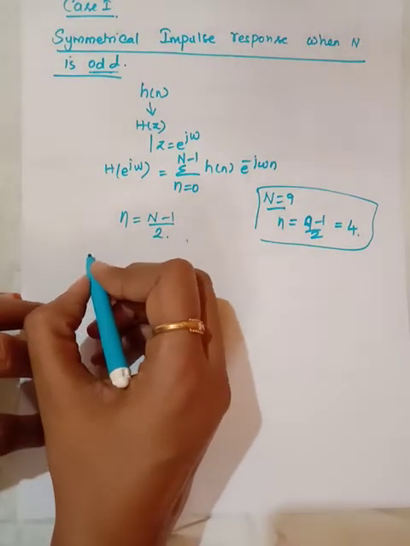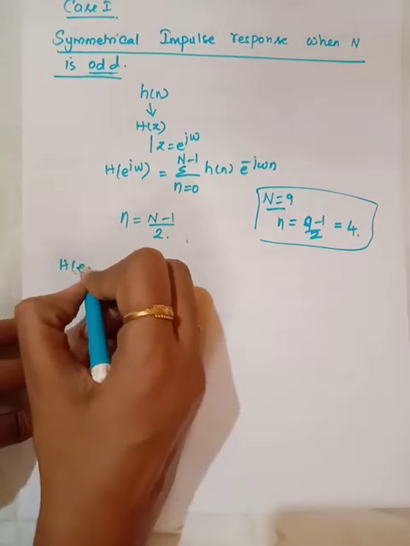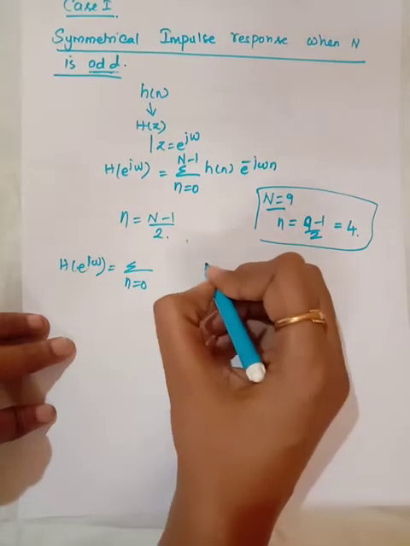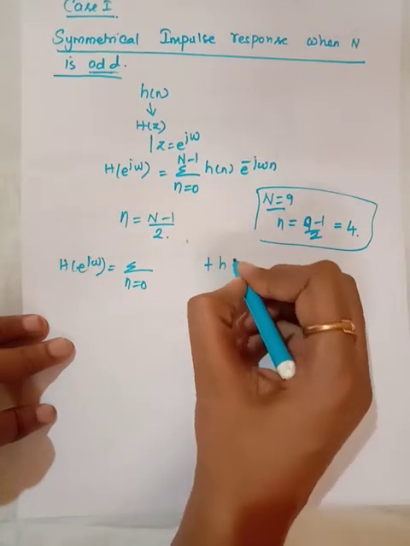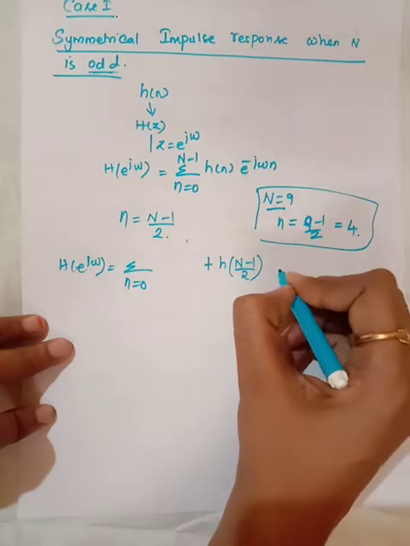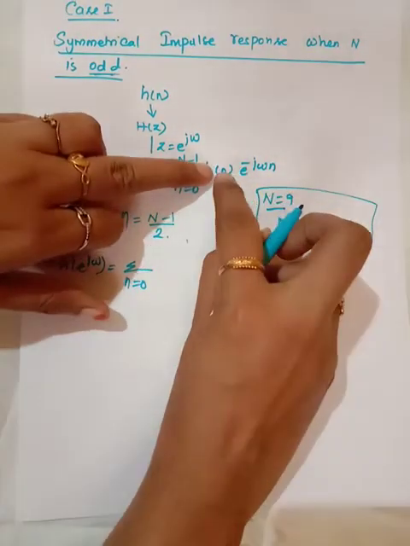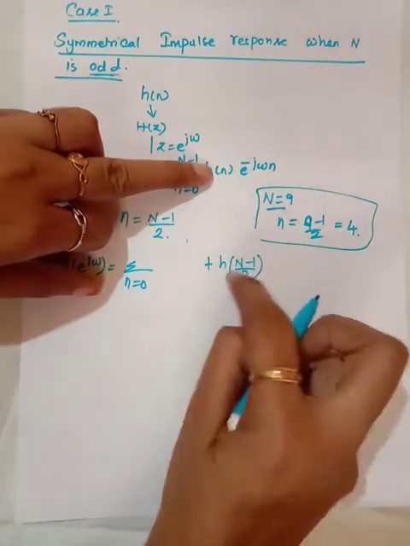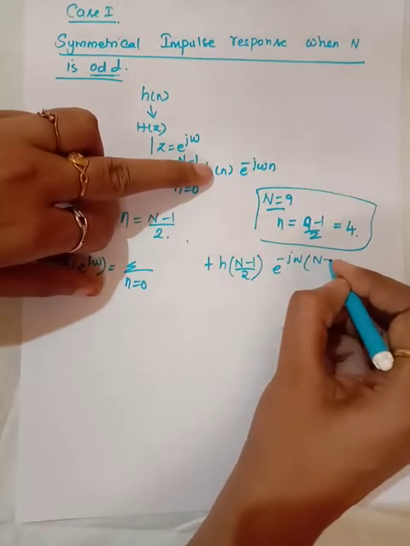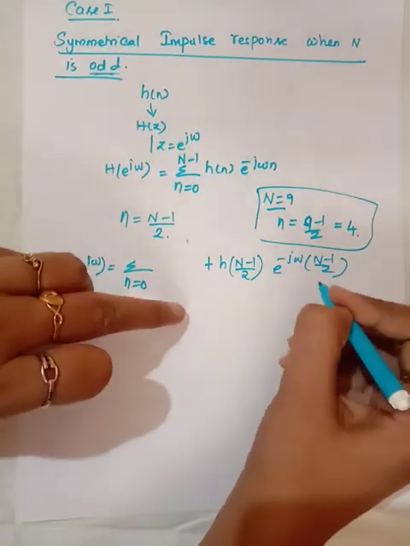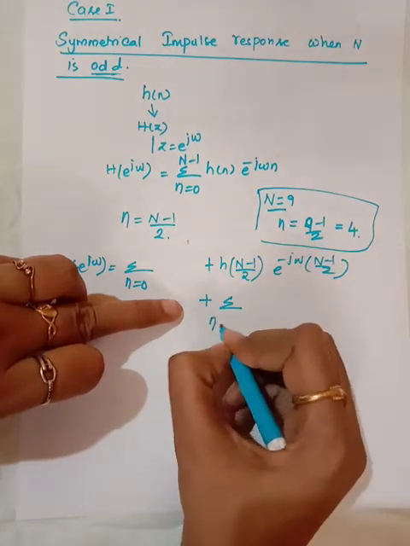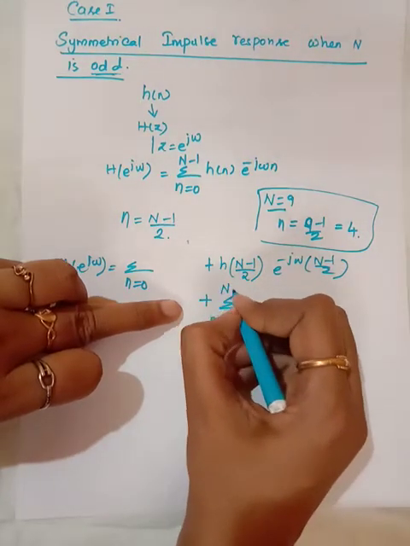So what I'm going to do is, I'm going to represent this H of e power j omega is equal to summation n is equal to, first I will write the center of symmetry, then you will understand. Center of symmetry is nothing but h of (N minus 1) by 2, that is n is equal to (N minus 1) by 2, I am substituting it, then e power minus j omega (N minus 1) by 2. So this is the center of symmetry value, plus I will have one summation, here I will have n and here it is N minus 1.